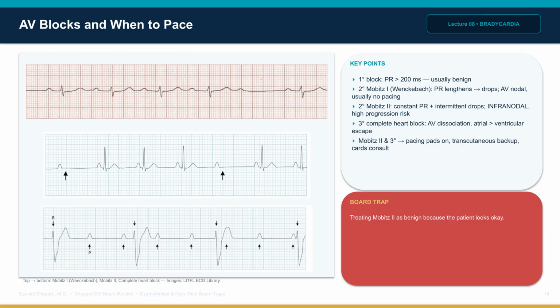Mobitz 1, Wenckebach, classically follows an inferior MI from right coronary artery occlusion with AV nodal ischemia and is usually transient.